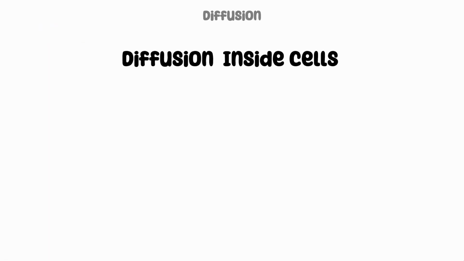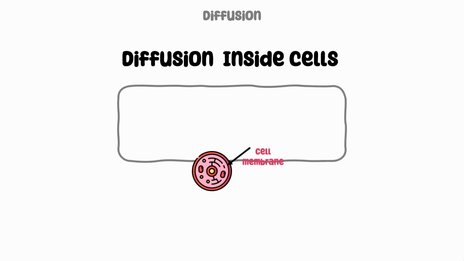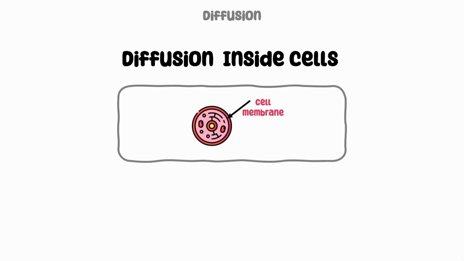Now, let's talk about diffusion inside cells. Diffusion is possible in cells due to the cell membrane. This is the wall that separates the interior of the cell with the outside. It also controls what goes in and out of the cell.